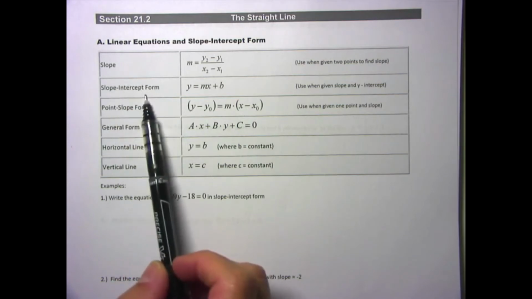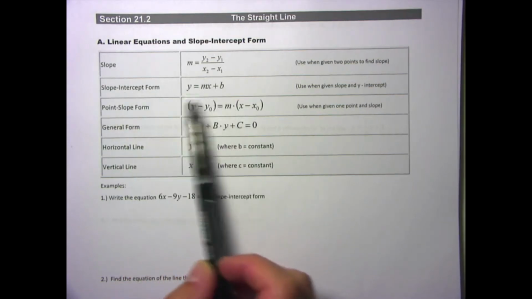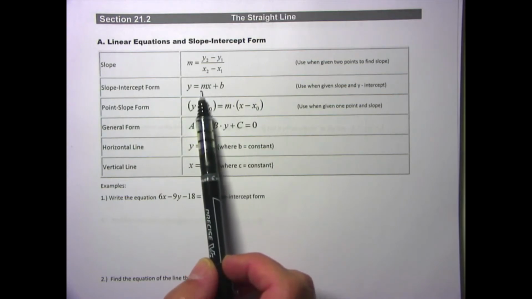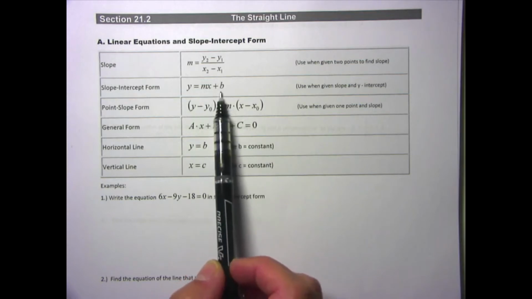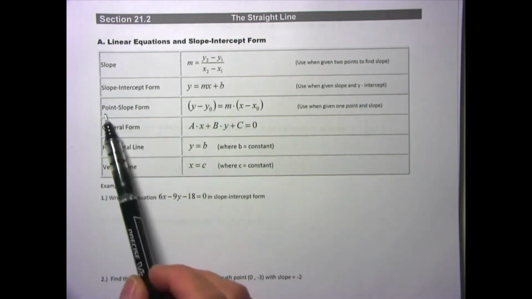Slope-intercept form of a line. If you're asked to either give a line in slope-intercept form or told that it is slope-intercept form, that means it is in the form y equals mx plus b, where m represents the slope and b represents the y-intercept. All right.